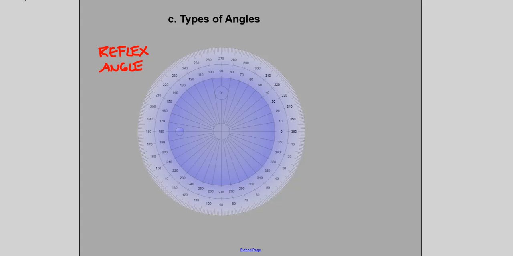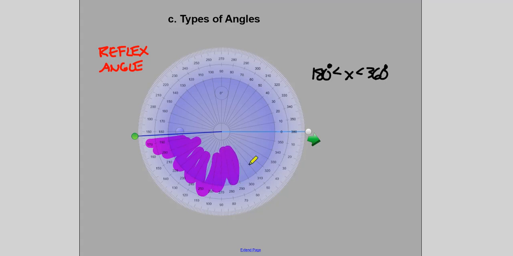And finally, we have a thing called a reflex angle. And a reflex angle is going to be anything starting at 180. So it's greater than 180 degrees, and it's going to be less than 360. So those angles sweep through this following area. So starting here all the way to 360 in here. So it's this area swept out right here. So any angle that sweeps through here is called a reflex angle, from 180 to 360.